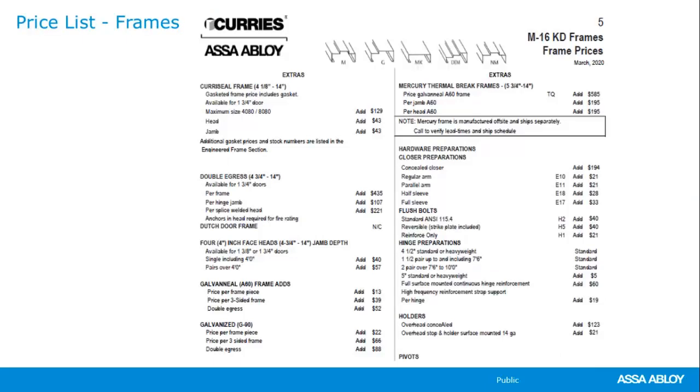Along with the frame chart, you have on the next page some of your more common hardware add-ons. We get into double egress frames that are listed to the left, your 4-inch face headers on block walls, your galvanized and galvannealed material. To the right of that, you have some additional hardware preps, closure reinforcements, flush bolt, hinge preps. So you'll see these various types of hardware preps that you can easily add to the base price of your frame.